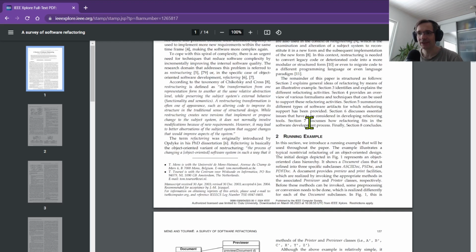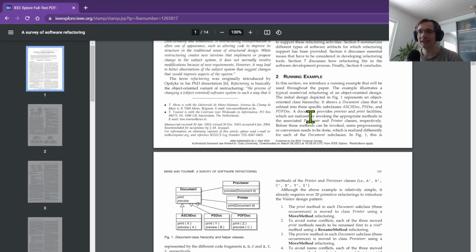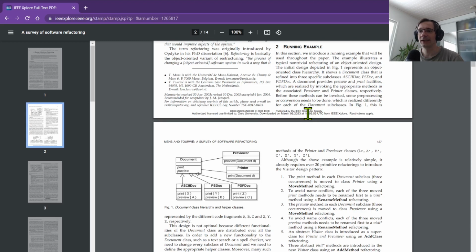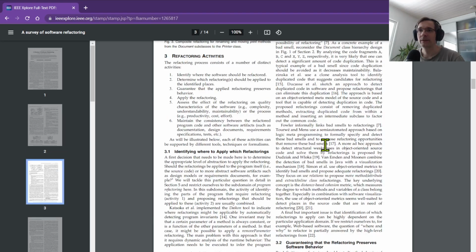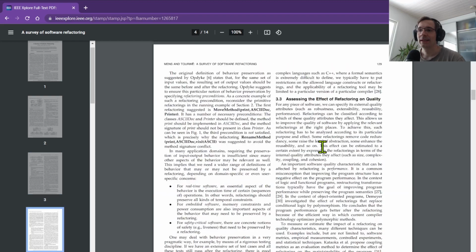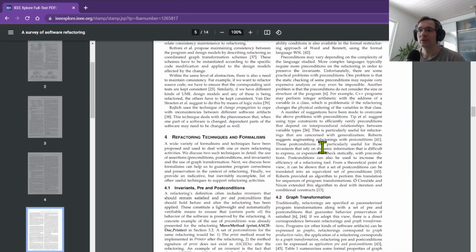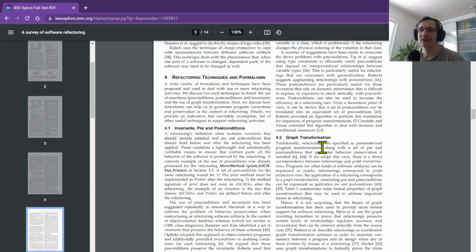The next section, section 2, is a running example that they utilize throughout the paper. However, also section 2 includes no specification of how the literature review process itself was conducted. Moving to section 3, we can see that it discusses refactoring activities. If we move to section 4, we can see it discusses refactoring techniques and formalisms.